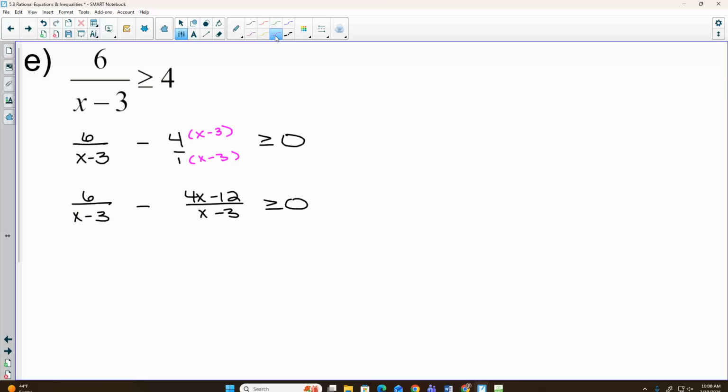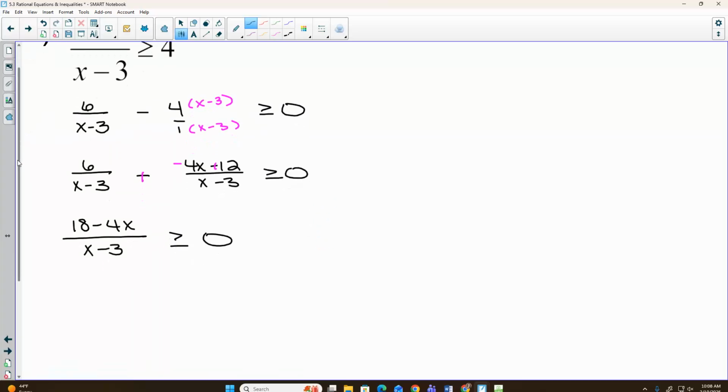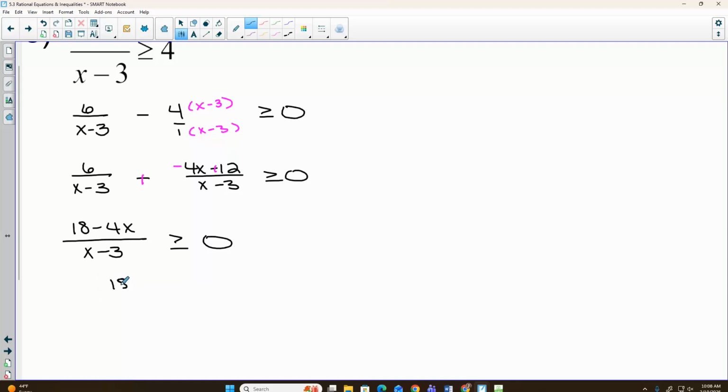First, we have the common denominator, so now we need to put them together, don't we? So it's a subtraction, so I'm going to go ahead and make that plus and run a negative through. So I get 18 minus 4x, over x minus 3, greater than or equal to 0. So this is like the problem we started with last time. We're ready to find out what we need on our sign line. So you set the top and bottom equal to 0.